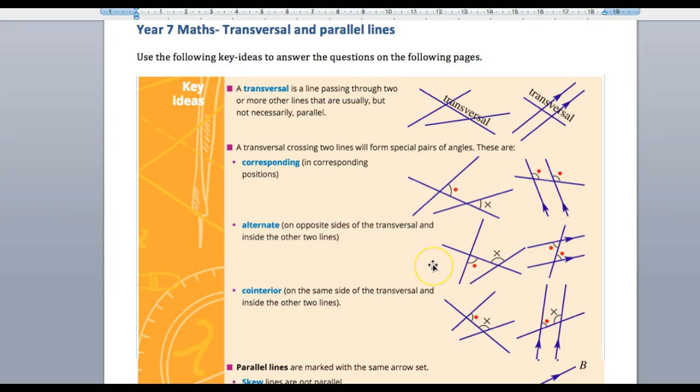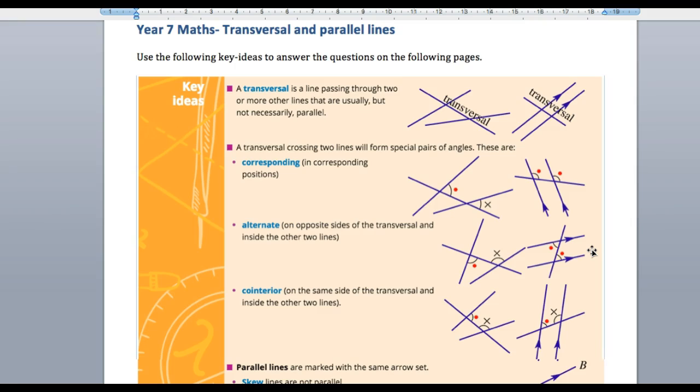Now alternate angles are on opposite sides of the transversal and inside the other lines. Okay, so we've got to be in between the two lines, and it's just on the other side of the transversal line. So here's our transversal line. Here's one angle, here's the other. And remember, they're not the same because the lines aren't parallel. But when your lines are parallel, and you can see this by the red dot indicating that those two angles are actually the same. So alternate angles when you're dealing with parallel lines are the same. And this might actually be a good thing to annotate on your sheet, is to say that these two angles are the same and these two angles are the same.